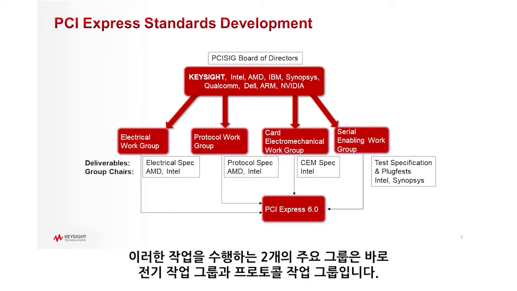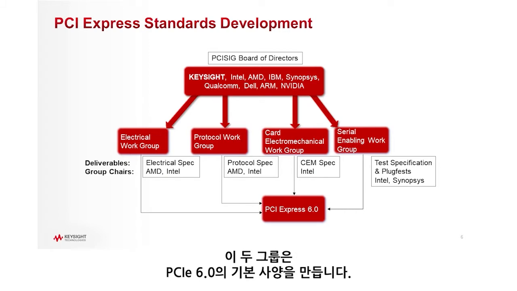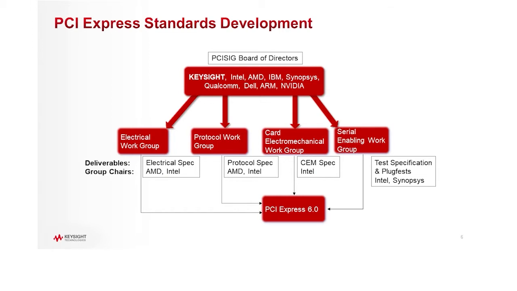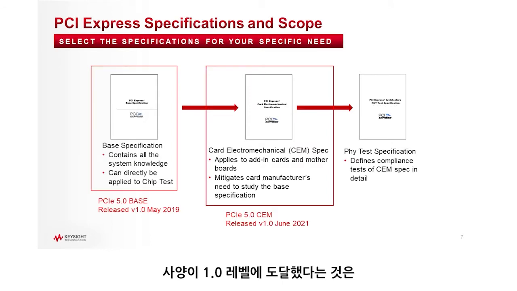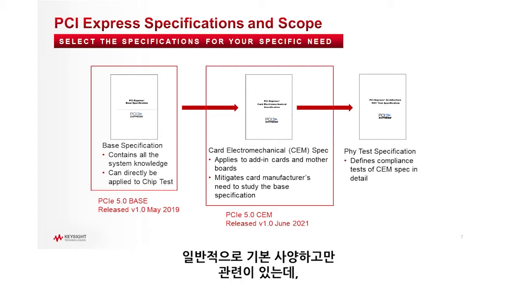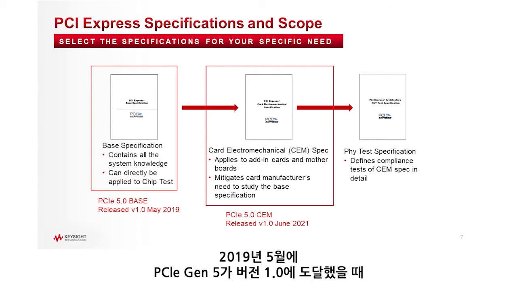The main 2 groups that do this work are the electrical work group and the protocol work group. Combined, those 2 groups are responsible for creating the base specification for PCI Express 6.0. It is worth mentioning that when we say a specification has reached the 1.0 level, we are typically associating that discussion with the base specification only.